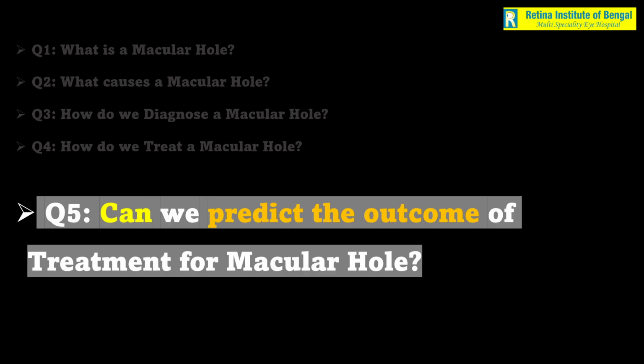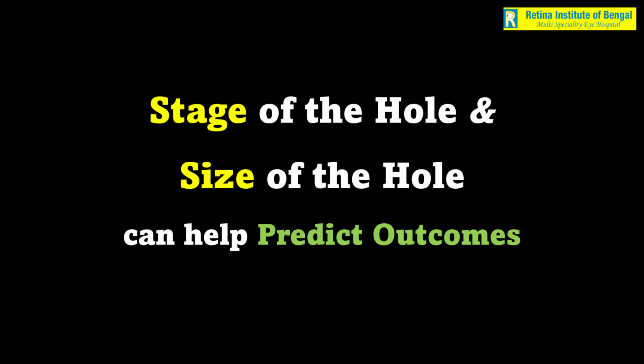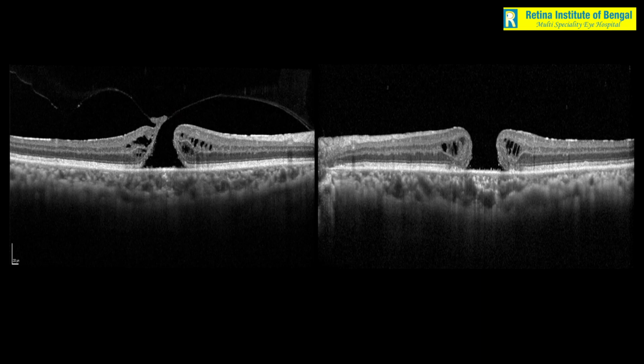Whenever we suggest surgery to a patient, naturally the patient would want to know how likely it is that my hole will close, and more importantly, will I get back my lost vision? Will I regain vision? So how do we answer that question? The two factors that can help us answer that question are: one, the stage of the hole, and two, the size of the hole.